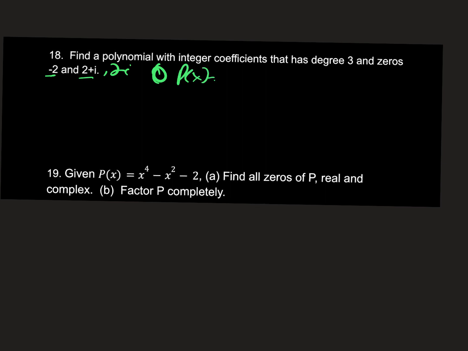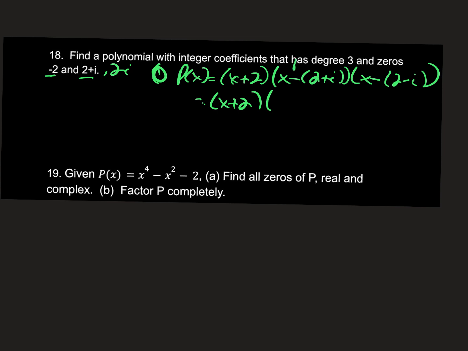I should do this. The negative 2 came from x plus 2. The 2 plus i came from x minus (2 plus i). And the 2 minus i came from x minus (2 minus i). All right, so if I do that, I get x plus 2. I'm going to work out these minus signs in here, which is going to be x minus 2 minus i, x minus 2 plus i.